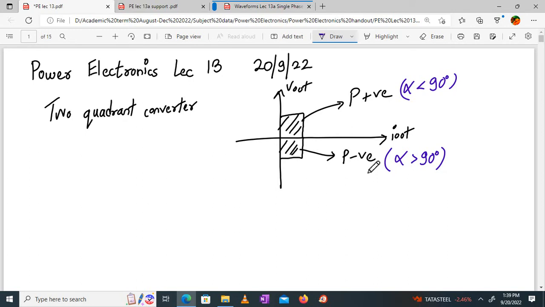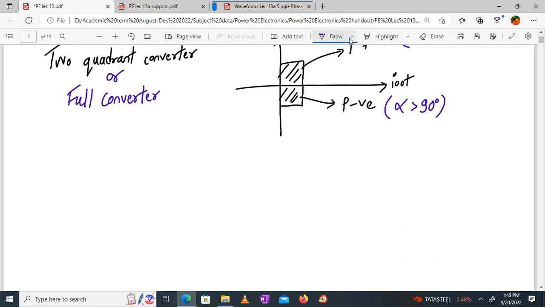That means the average value of output can go negative, and the average value of output can go positive also. Is that clear? Now this is nothing but the full converter. We have already covered it with R load, RL load, continuous and discontinuous mode, with and without freewheeling diode. So from today onwards, we will start with the semi-converter. What is the specialty about the full converter? The entire cycle is utilized, positive and negative, using 4 SCRs.